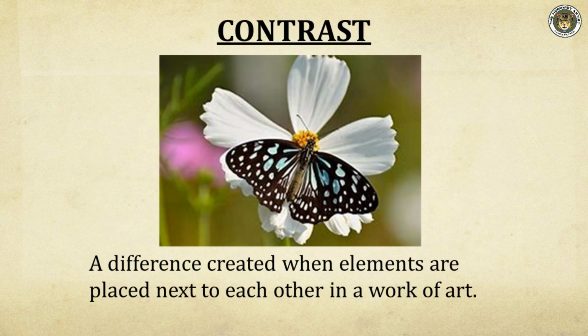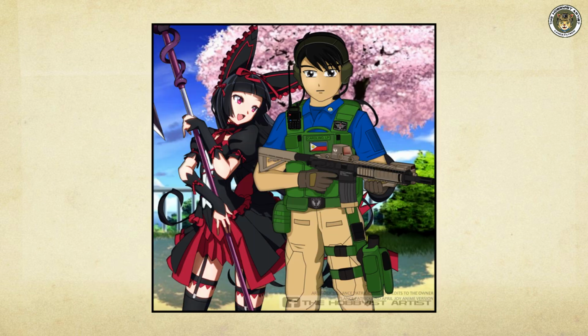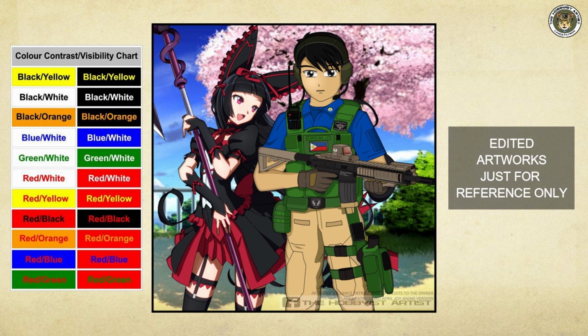Next one, we have contrast. So a difference created when elements are placed next to each other in a work of art. Colors can be contrasted or an object. Here's one example of my artwork. Yung isa, yung babae, si Rory Mercury, galing sa internet yan. So, tinabi ko dun sa ginawa ko. That shows contrasting colors. Rory Mercury wears red, while my character is wearing blue. So, makikita mo dyan yung contrasting colors.